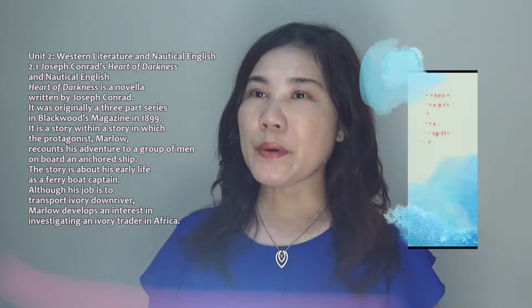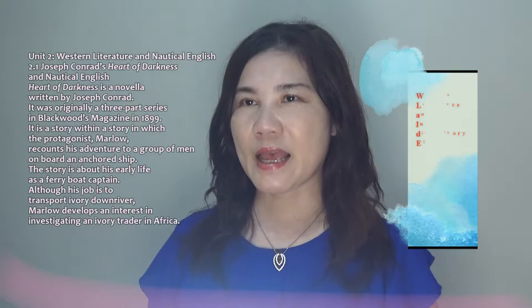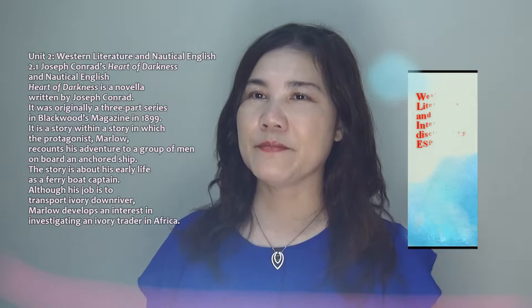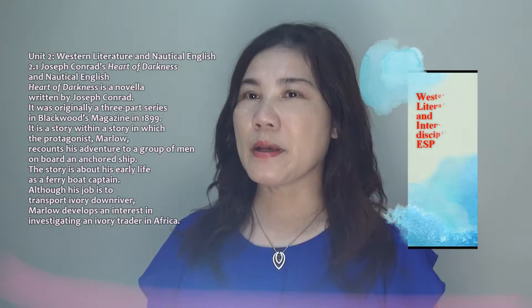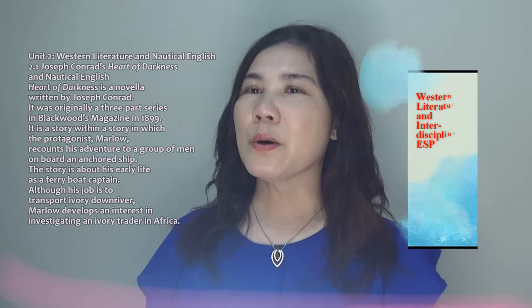It is a story within a story, in which the protagonist, Marlow, recounts his adventure to a group of men on board an anchored ship. The story is about his early life as a ferry boat captain. Although his job is to transport ivory downriver, Marlow develops an interest in investigating an ivory trader in Africa.